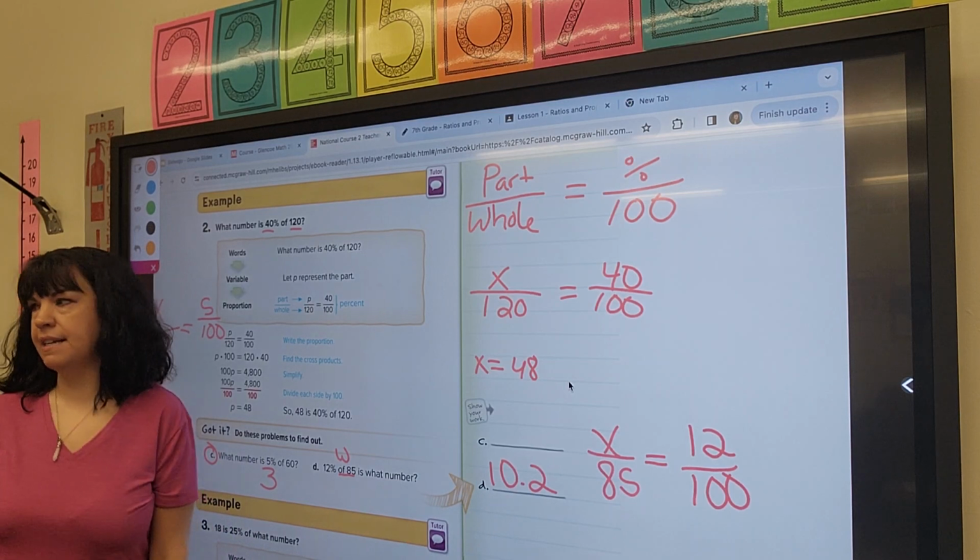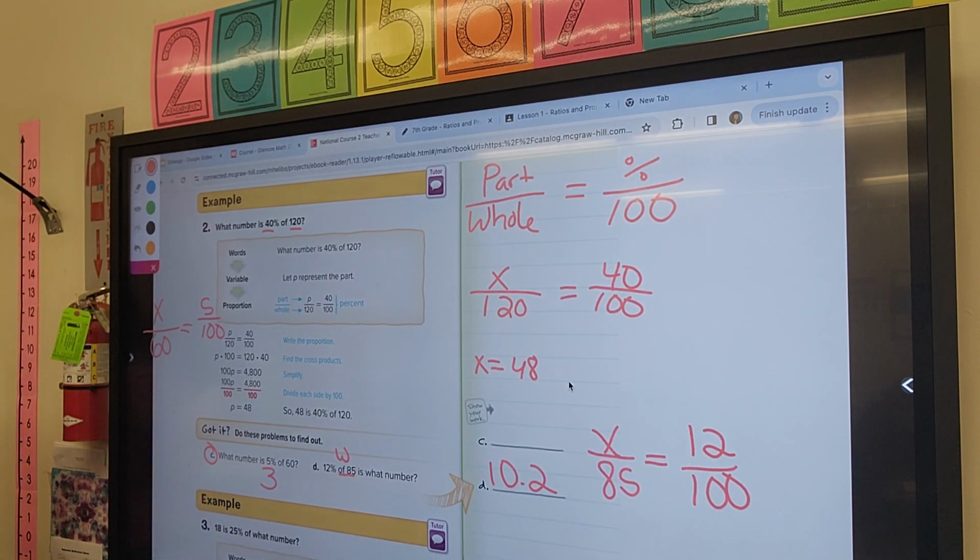Any questions on that section, you guys? But typical. We've got one more section to do where we're solving for the whole.